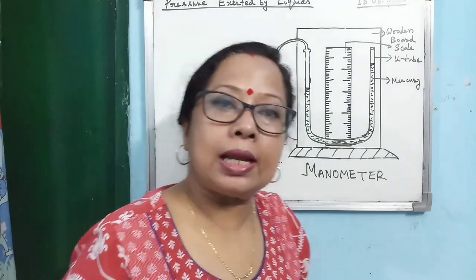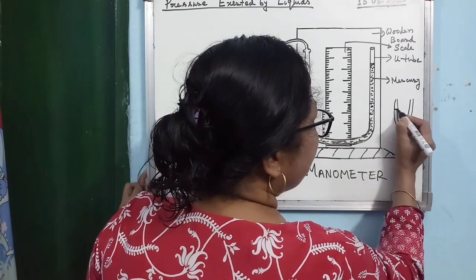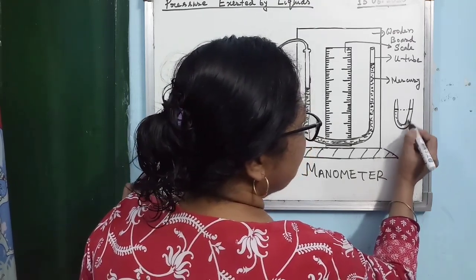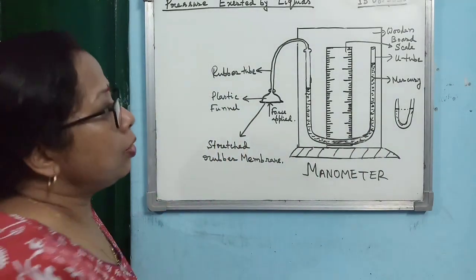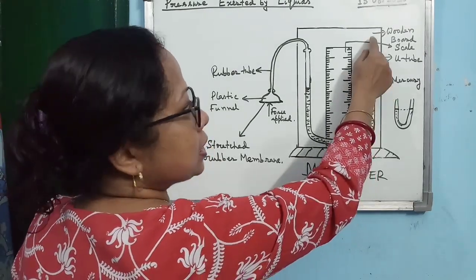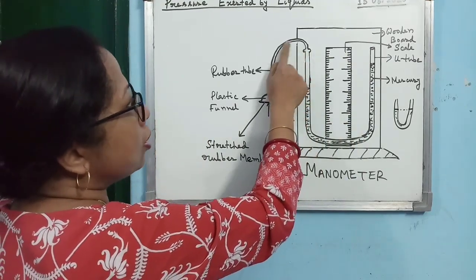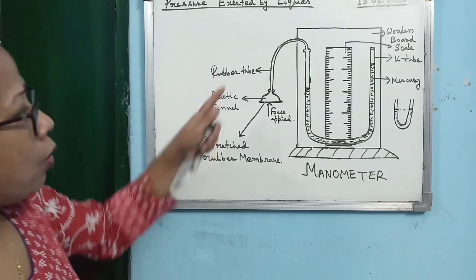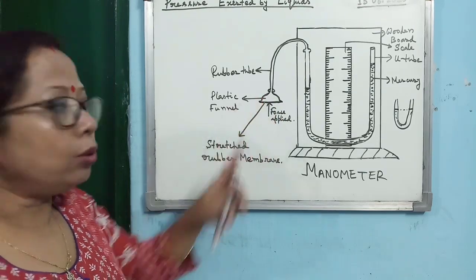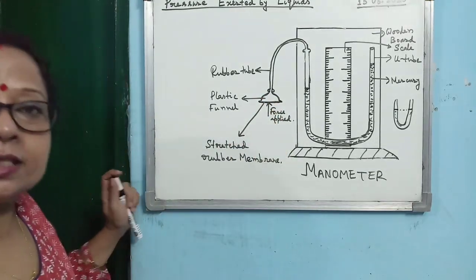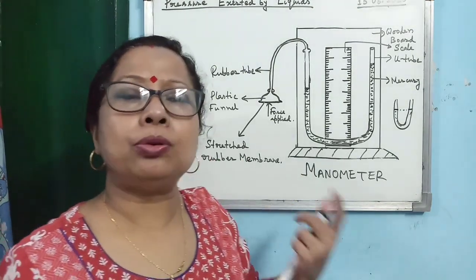When you fill mercury in the U-tube, you will see that the level of mercury will be the same at both arms of the tube. That you must remember. Now, one end of the U-tube is free, nothing is above it. At the other end, a long rubber tube is connected. At the other end of the rubber tube, a plastic funnel is connected. The open end of the funnel is closed by a stretched rubber membrane. You can use a torn balloon also.